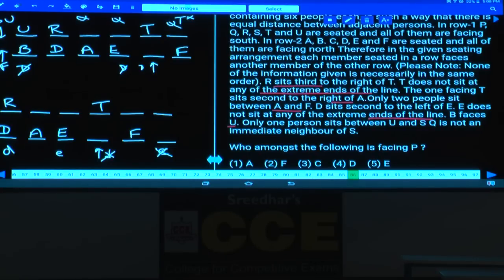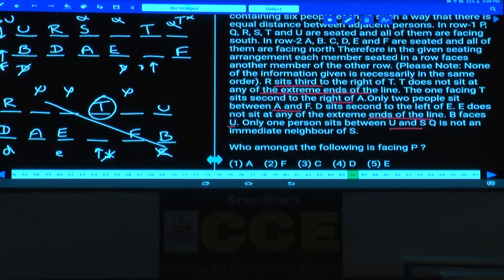Then coming to this one, U cannot be at this place, U cannot be here, and U cannot be here as well. Hence, U must be at this place, and B is here. U and B are opposite to each other. Only one person between U and S. In the first case, S must be at this place. In the second case, one person between U and S is not possible, because S and T must be in the same place, which is ruled out.